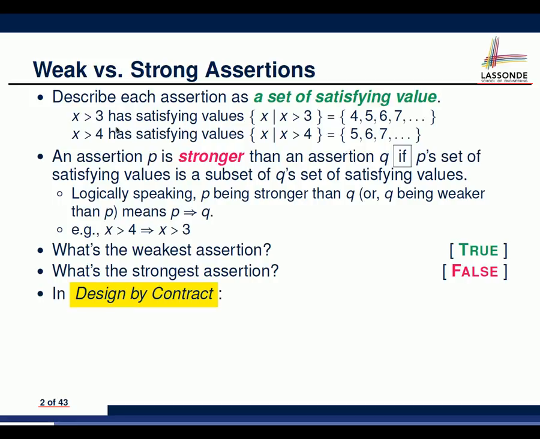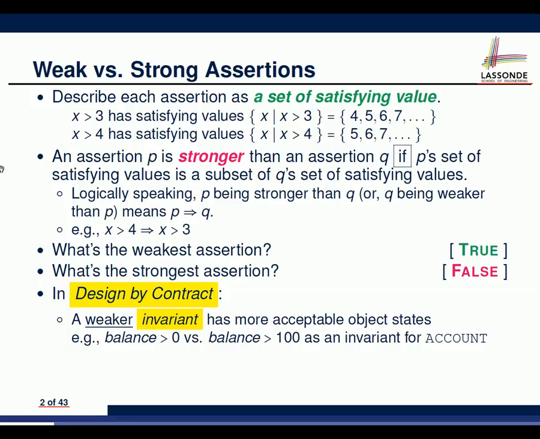Now, in design by contracts, let's just get used to the notation. When I say an invariant is weaker than the other, what does that mean? That means this weaker invariant allows more values of the attributes to be legal, right? For example, consider balance larger than 0 versus balance larger than 100. Would you agree, first of all, balance larger than 0 is weaker? Because it is weaker, it allows more object states to be legal. Okay, that's about invariants.